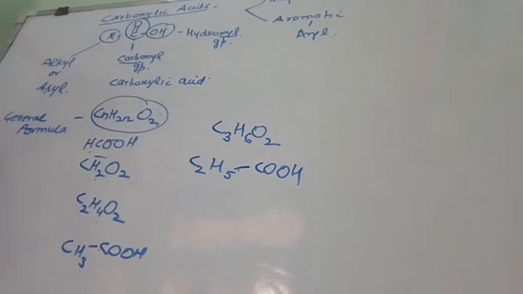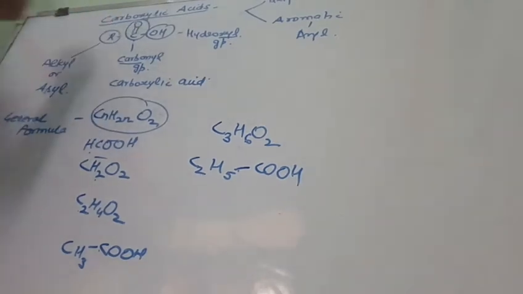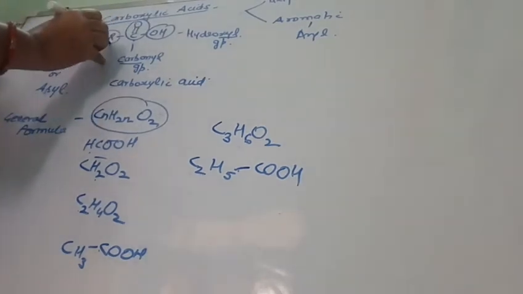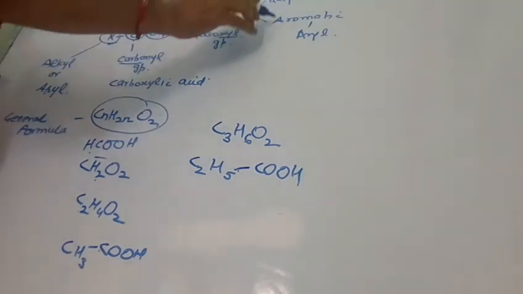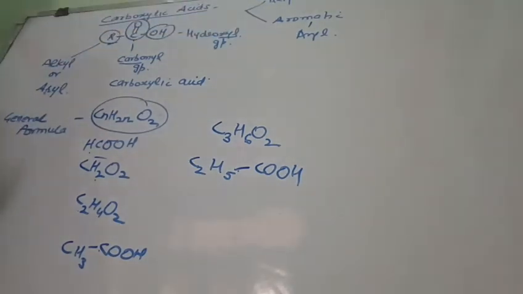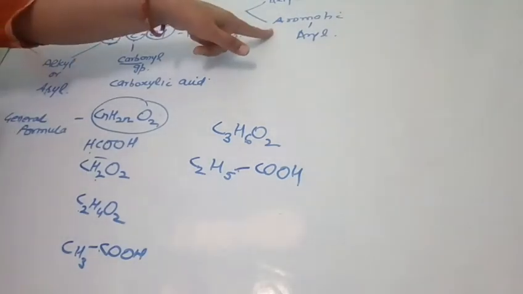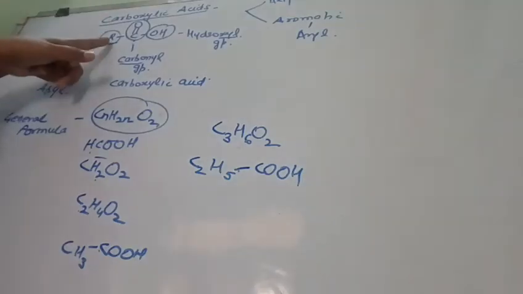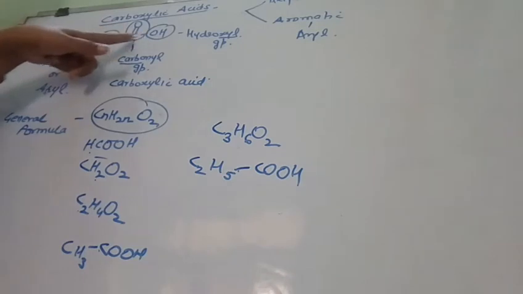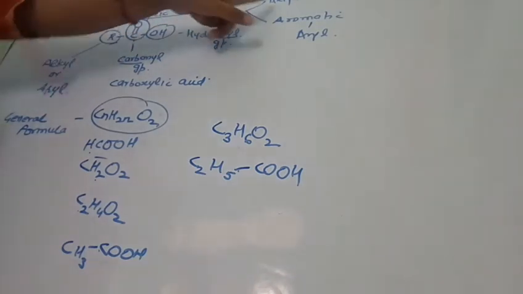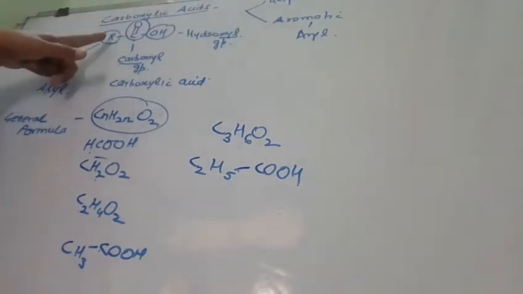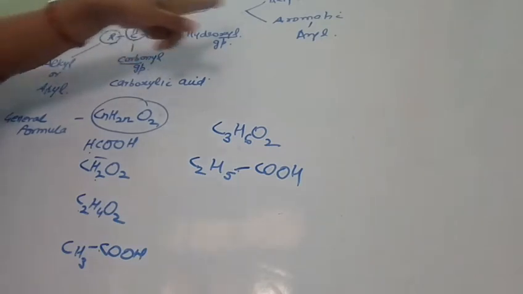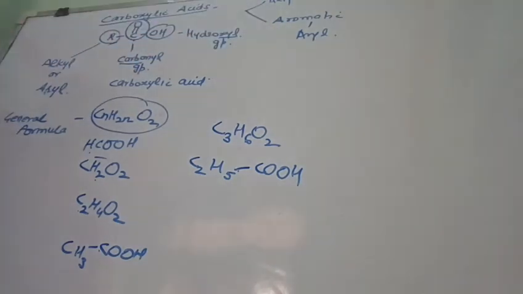Depending upon this R, whether it is aliphatic means alkyl group or aryl group, carboxylic acids are classified into aliphatic carboxylic acid and aromatic carboxylic acid. If your R, that is the group attached to the carboxylic group, is alkyl group, it is aliphatic carboxylic acid. If the group attached to the carboxylic group is aryl group, it is aromatic.